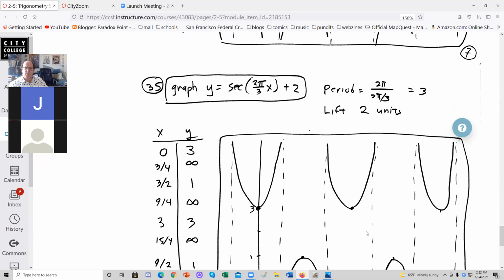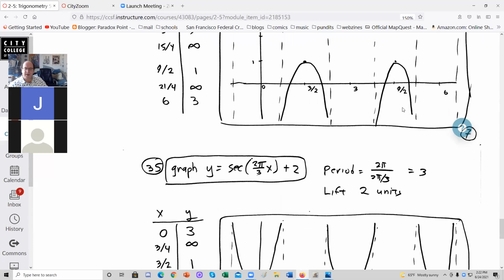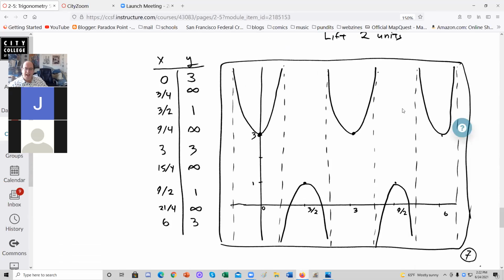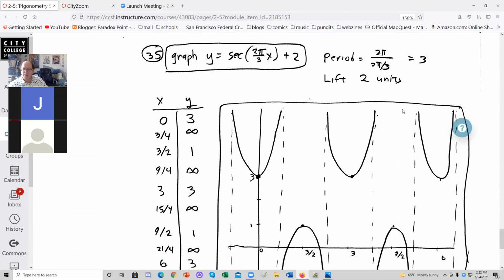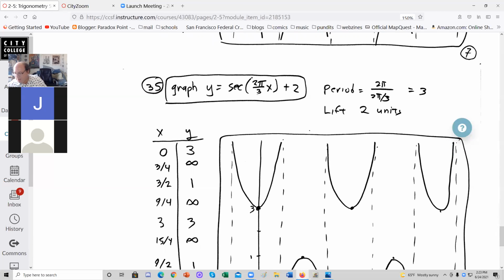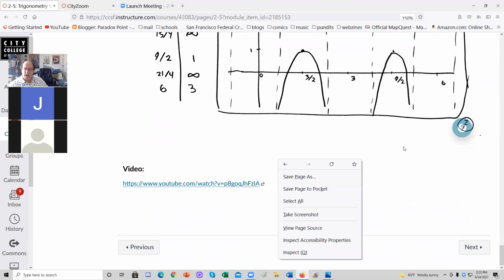Here we have secant 2 pi thirds x, that plus 2. Again, we lift 2 units, and this is a period of 3. I see that this is my, how did this happen? I do believe I did this twice. You know what? I think I'm going to have to delete this problem, number 7. Okay, my error. All right. Yeah, I am going to delete this page in the canvas. Okay, so there we have this.